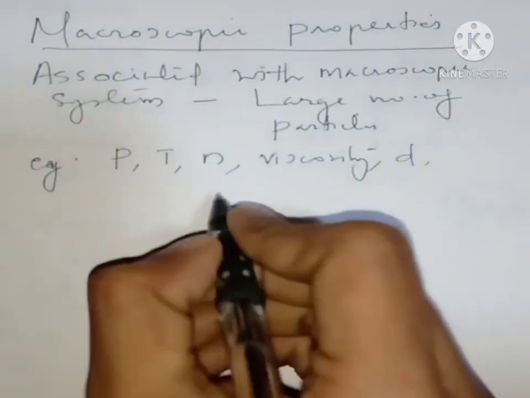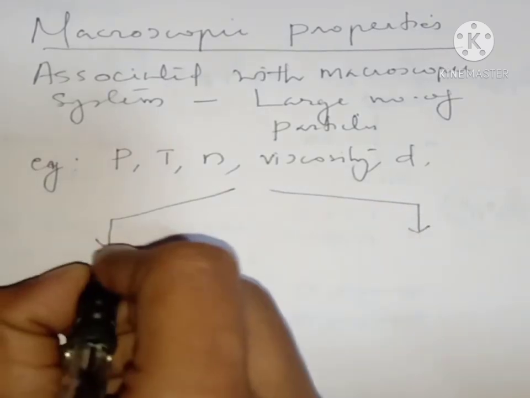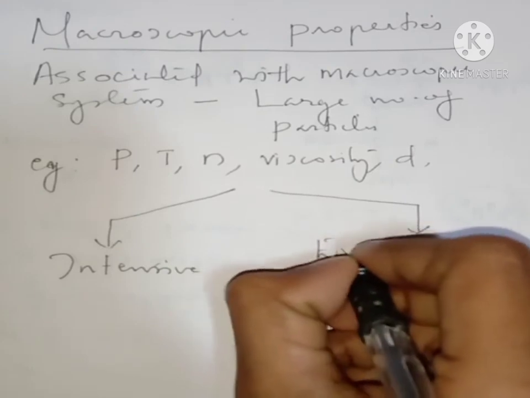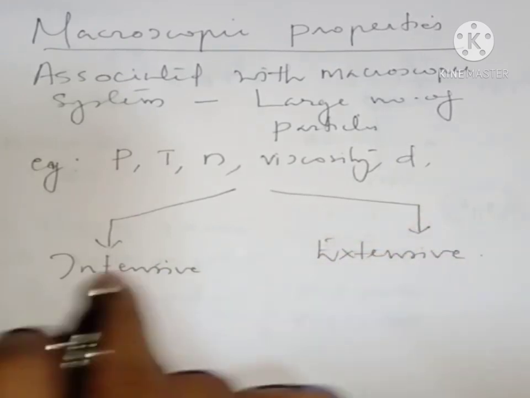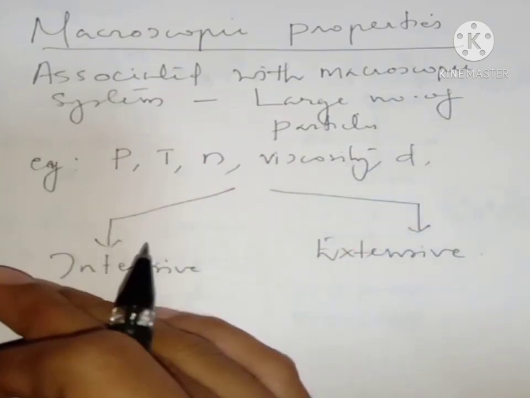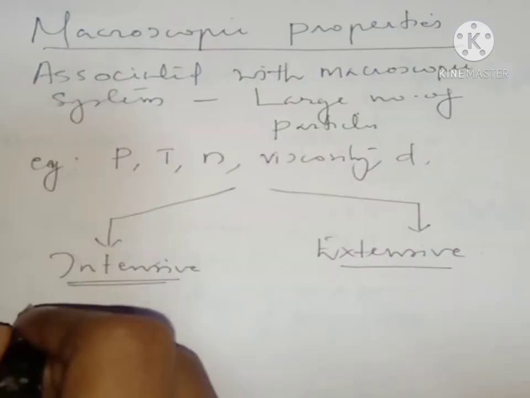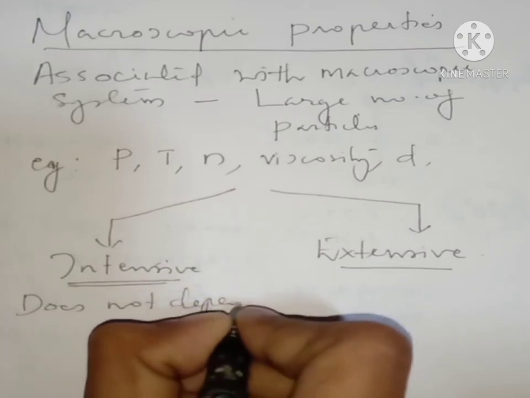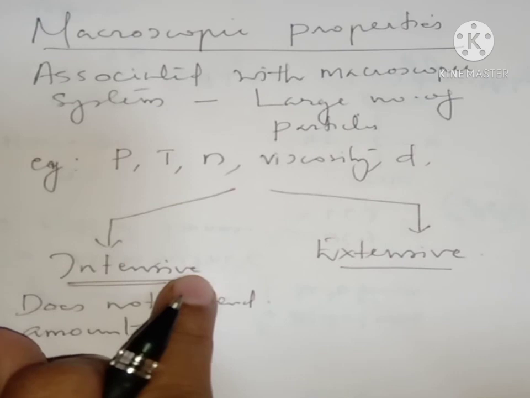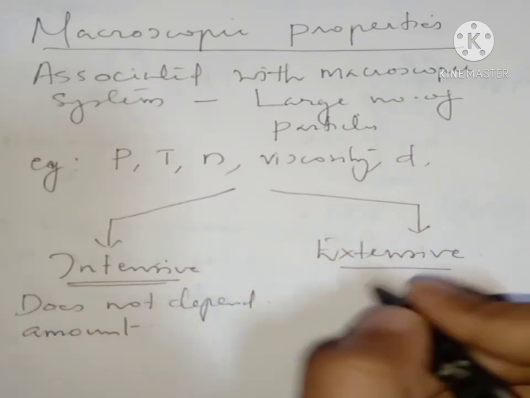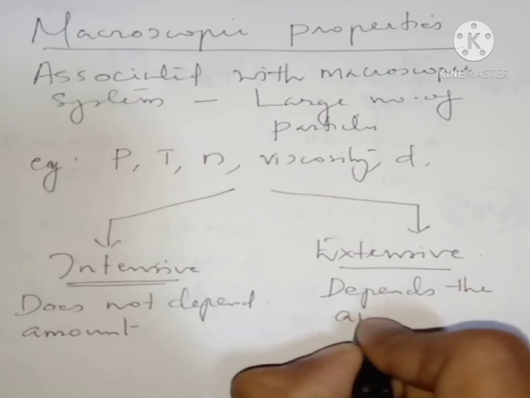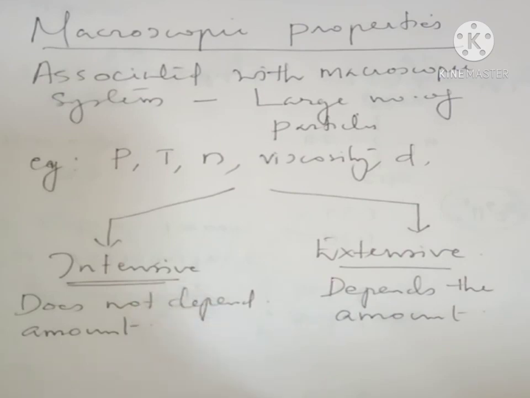If we classify the macroscopic properties, we can classify them into two. First one, intensive properties, and the next one is extensive properties. This classification differs by whether the property depends upon the amount of substance or not. If a property does not depend upon the amount of the substance, then it is known as an intensive property. While an extensive property means a property which depends upon the amount of substance.